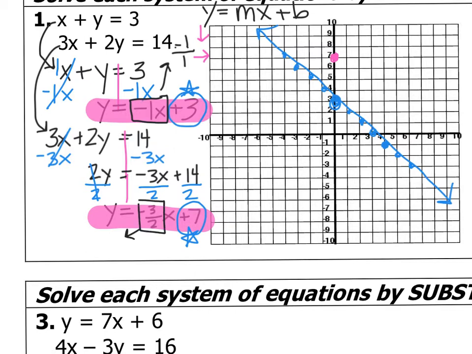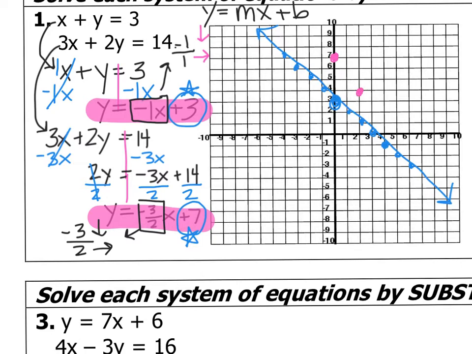which tells me with a slope of negative 3 over 2, I go down 3 and to the right 2. So here's my starting dot. I'm going to go down 1, 2, 3, and to the right 1, 2. There's my dot right there.